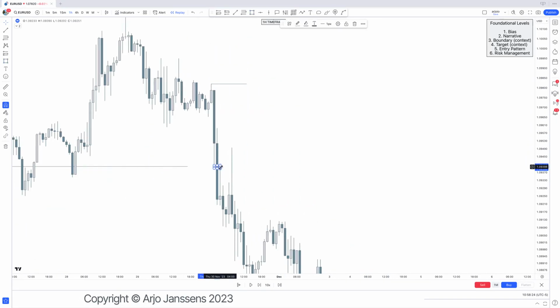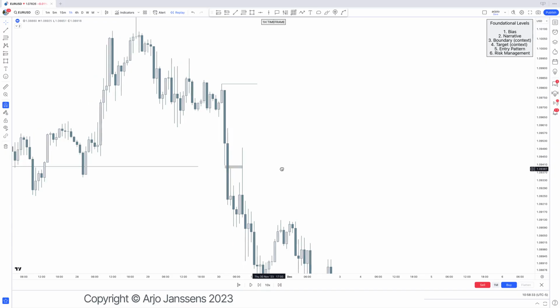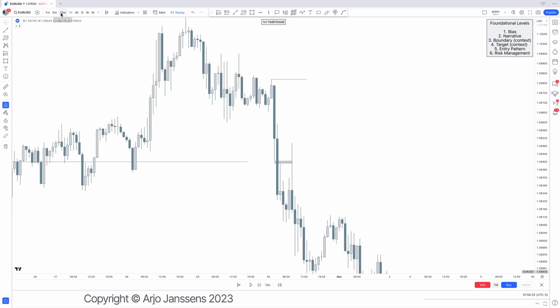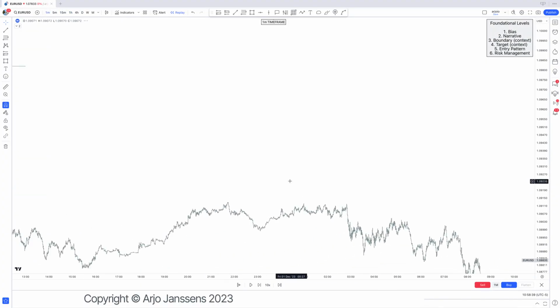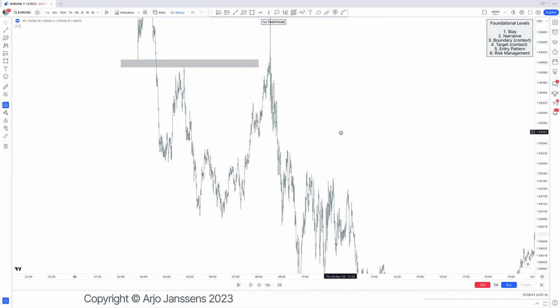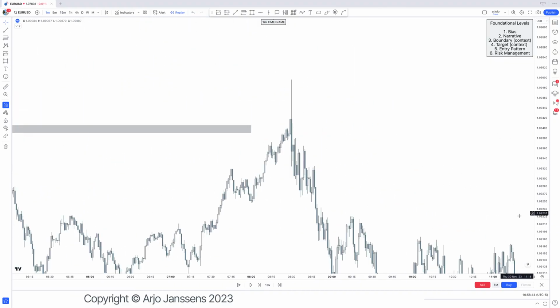That fair value gap to continue lower off of that right there. So right here, we can now go into the lower time frame to look for our entry. On the 15 minute and on the 1 minute, let's take a look at this entry again and see where our stop loss placement would be.